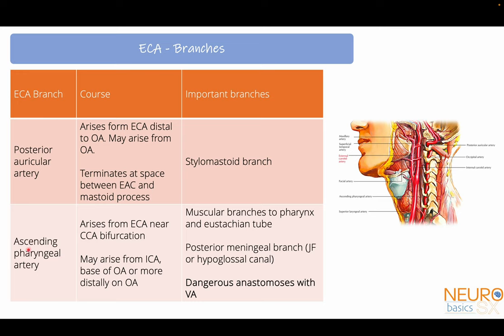The other important branch of the ECA is the ascending pharyngeal artery. This arises from the ECA near the CCA bifurcation. It may also arise from the ICA, sometimes even from the base of the occipital artery or even more distally on the occipital artery. Again, this gives rise to a branch which can supply the posterior fossa dura, the posterior meningeal branch. This can enter either through the jugular foramen or through the hypoglossal canal. It can also form dangerous anastomosis with the vertebral artery. This can be important to remember when we're trying to embolize these vessels.